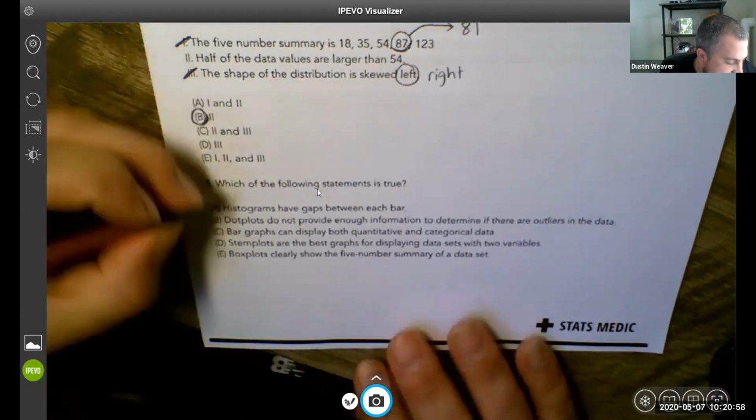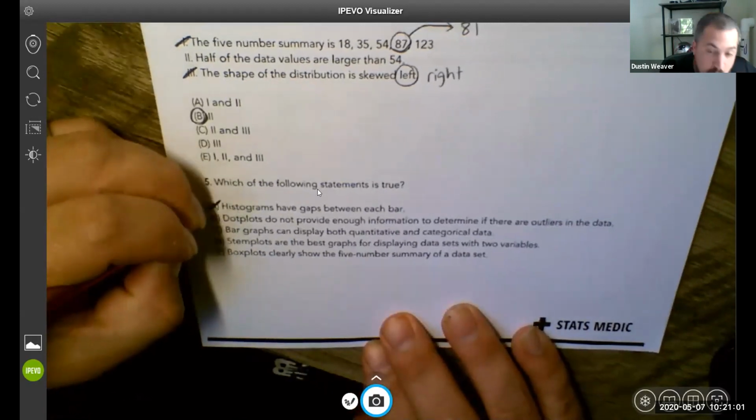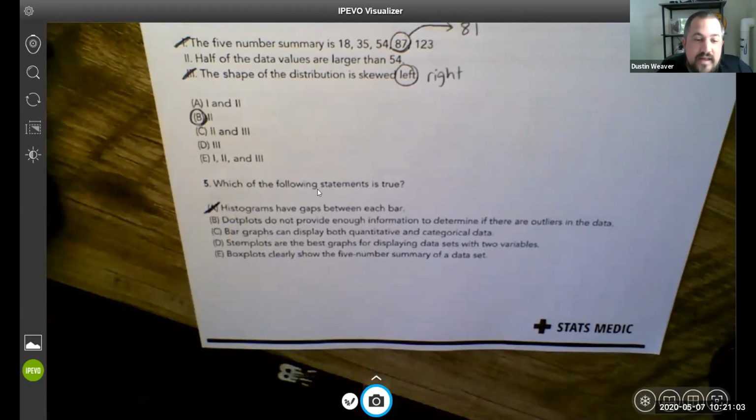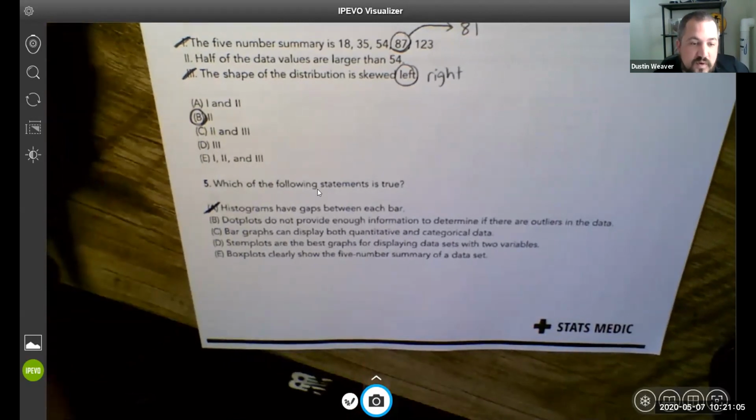No. In histograms, all the bars have to be touching each other. Bar graphs have a gap between each bar. Histograms cannot have gaps between each bar.